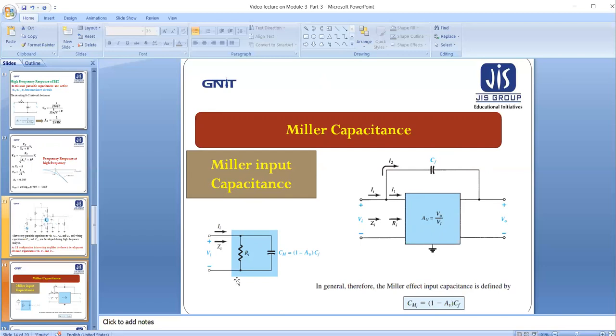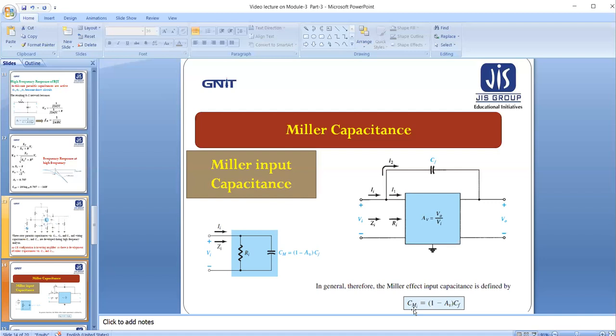In the input section, it will appear like this. There is a resistance Ri because it is the input resistance of the amplifier, and the capacitor will be CMI, which equals 1 minus AV into CF, where AV is the voltage gain. Normally AV is written as negative, so CMI will automatically be positive because AV is a very high value. If we take the positive value, then CMI will be negative in nature.